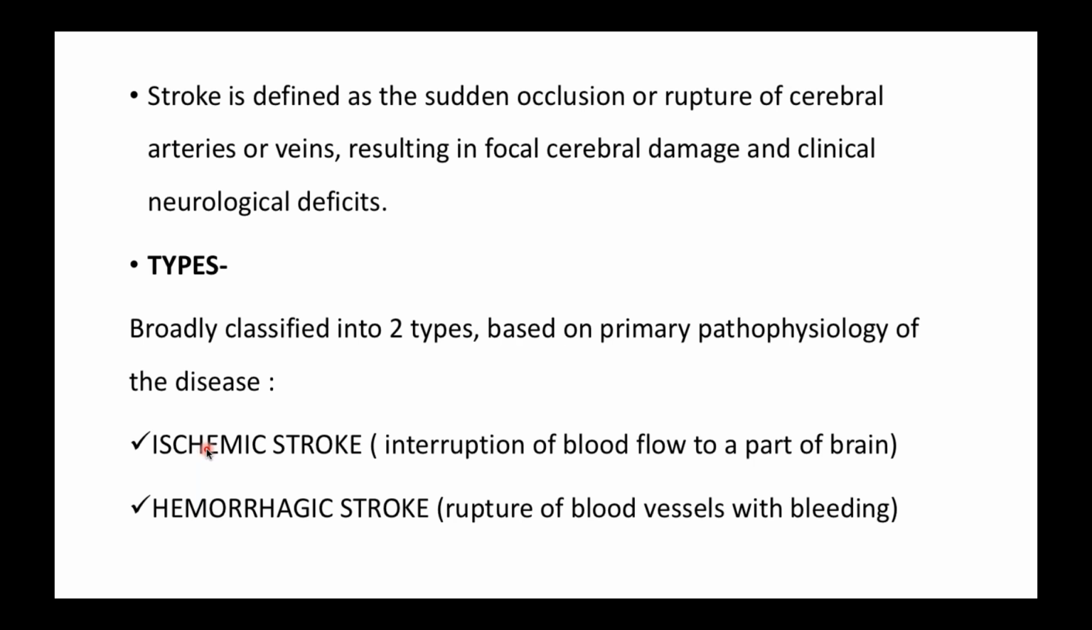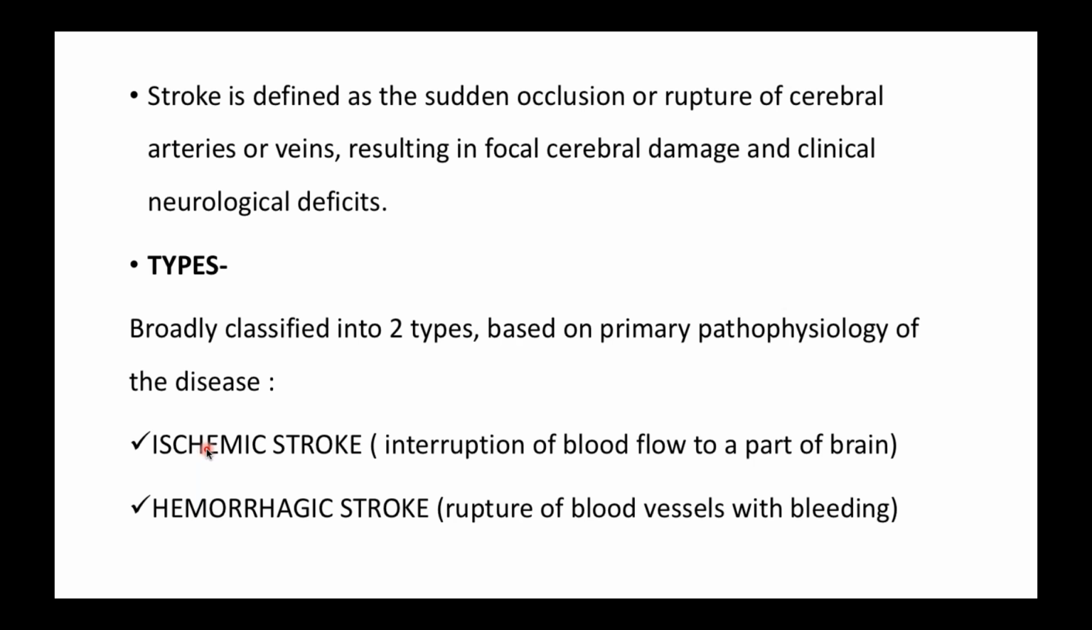Now, when we classify stroke, it could be either ischemic, that is there is cessation or interruption to the blood supply, or it could be hemorrhagic. Hemorrhagic means it is due to the rupture of the blood vessel, resulting in bleeding inside the parenchyma or outside the parenchyma, or subarachnoid hemorrhage, depending upon the location of the hemorrhage.